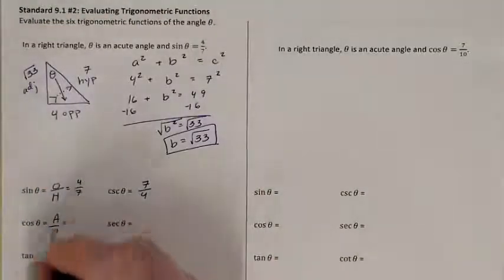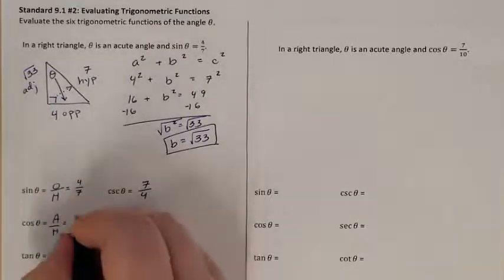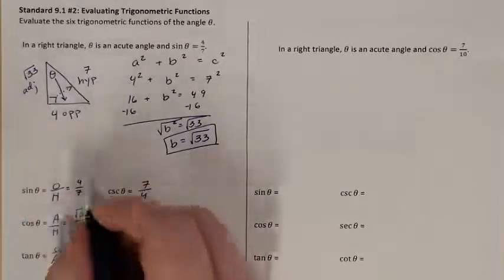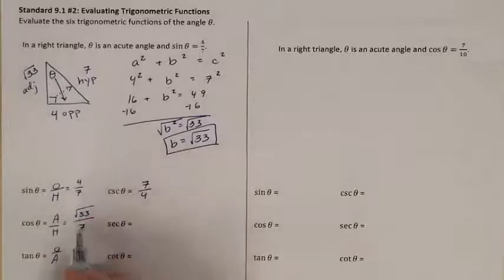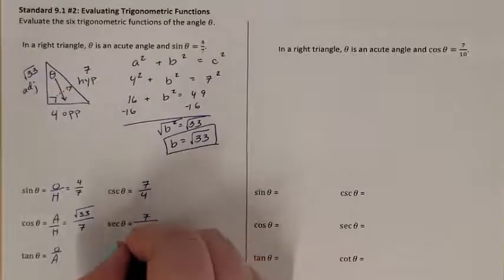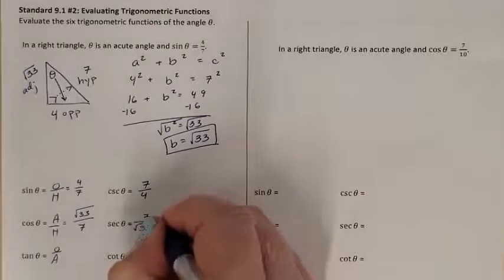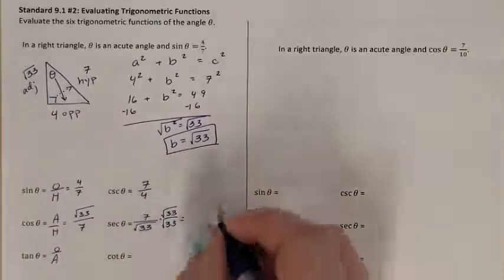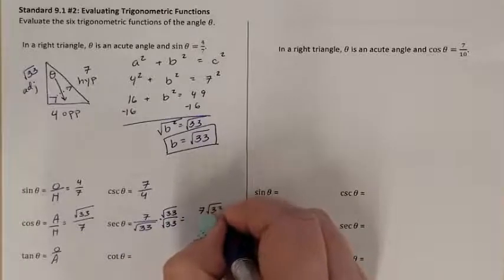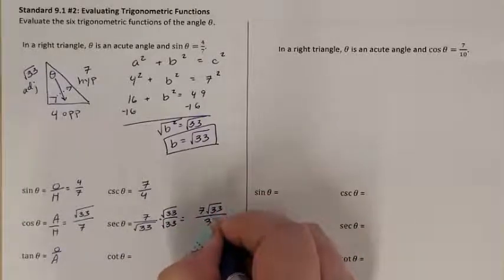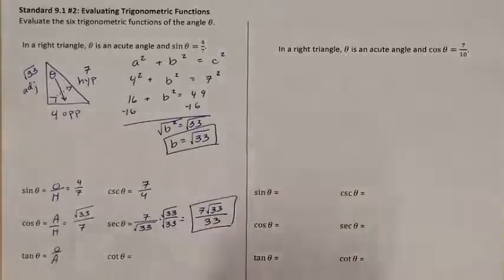So now I need my cosine, so that is adjacent all over my hypotenuse of a 7. No rationalizing needed here because the denominator doesn't have the square root. But if this is cosine, secant is the reciprocal, and secant now has the radical in the denominator. So that means secant needs to be rationalized. So I have it 7 square root of 33 all over 33 as my secant.